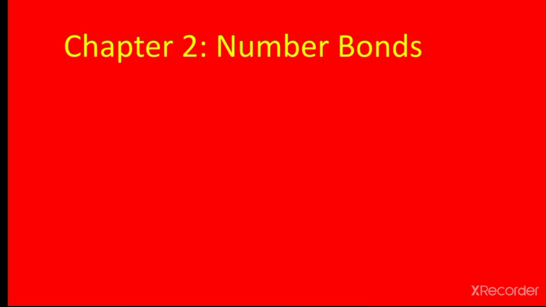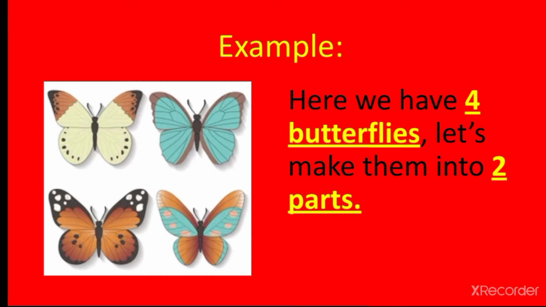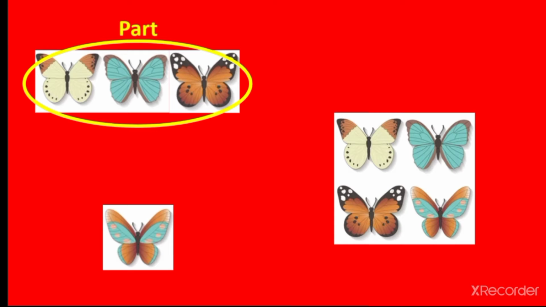Today we are going to be looking at Chapter 2, Number Bonds. Let's take a look at the first example. As you can see on the screen, we have 4 butterflies. Let's take those 4 butterflies and make them into 2 parts. Part 1 has 3 butterflies: 1 white butterfly, 1 blue butterfly, and 1 orange butterfly. Part 2 only has 1 butterfly.